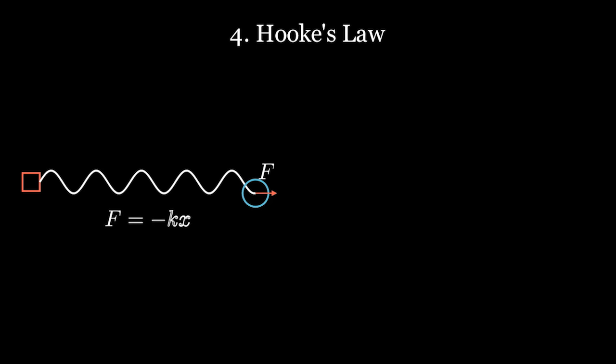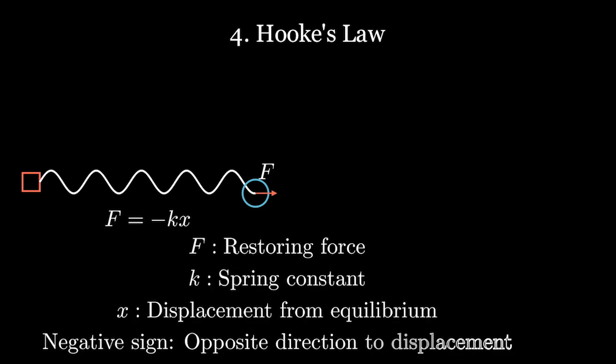Hooke's law. The relationship between the restoring force and the displacement x of the spring is given by Hooke's law. F equals negative k times x, where F is the restoring force, k is the spring constant, a measure of the spring's stiffness, and x is the displacement from the equilibrium position. The negative sign indicates that the restoring force acts in the opposite direction to the displacement.